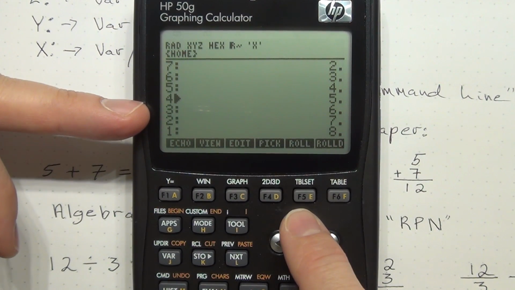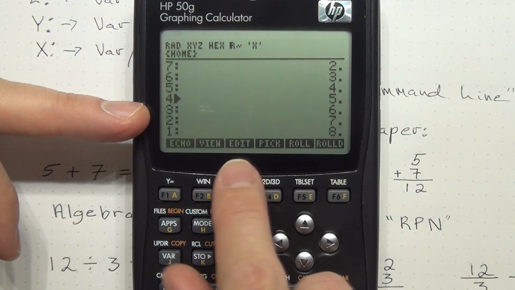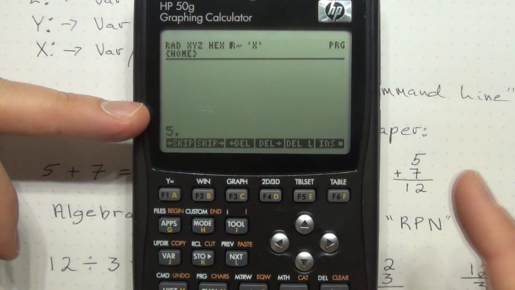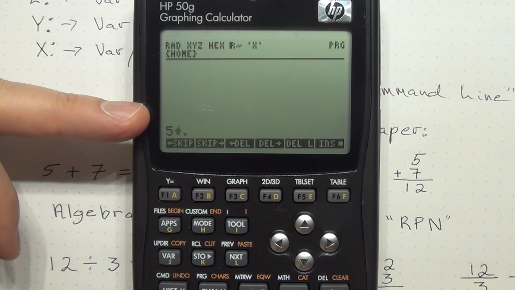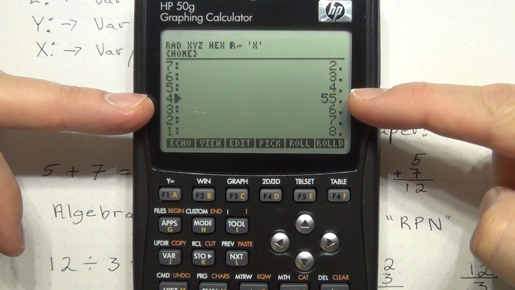You can also go and edit a number. So let's say, for instance, I didn't want that to be 5. You've got an edit key here. I can go change that to 55. Push the enter, and you can go and edit numbers in the stack.